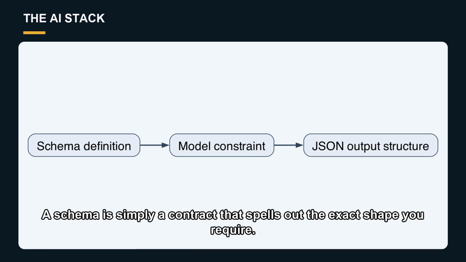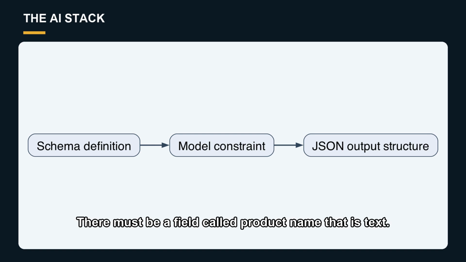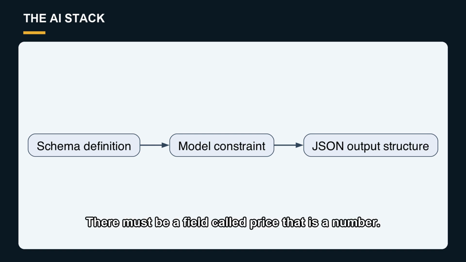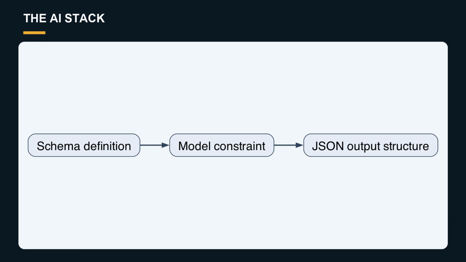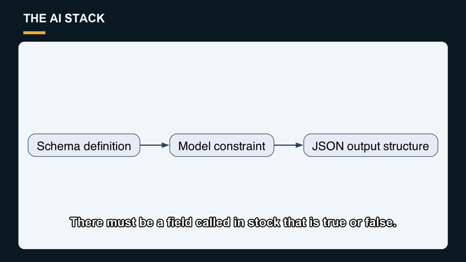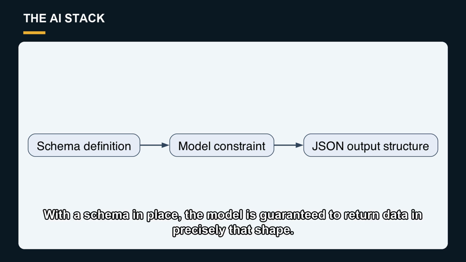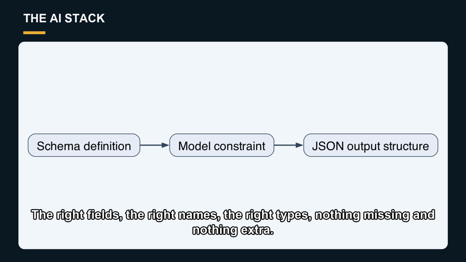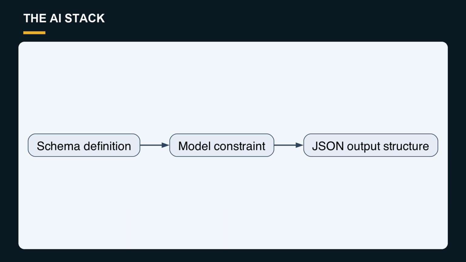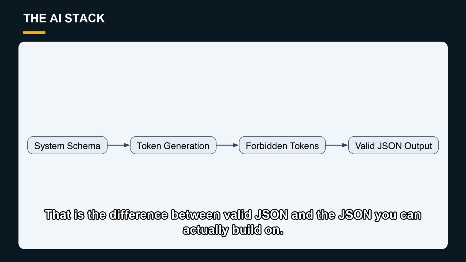A schema is simply a contract that spells out the exact shape you require. There must be a field called product name that is text. There must be a field called price that is a number. There must be a field called in stock that is true or false. With a schema in place, the model is guaranteed to return data in precisely that shape. The right fields, the right names, the right types, nothing missing and nothing extra. That is the difference between valid JSON and the JSON you can actually build on.